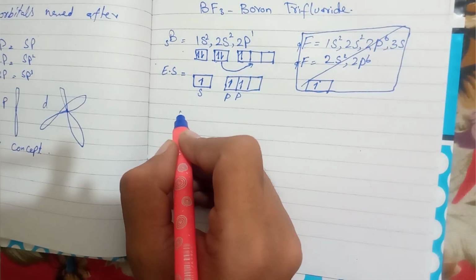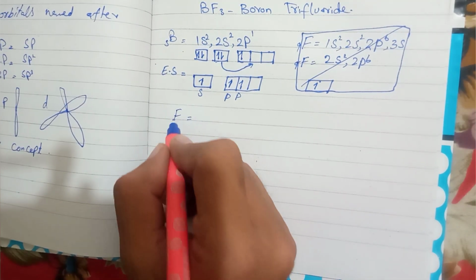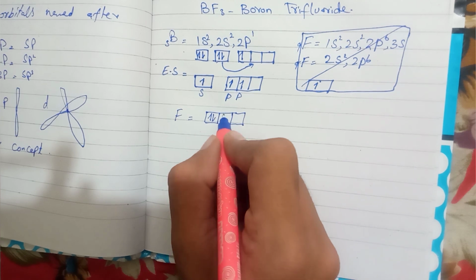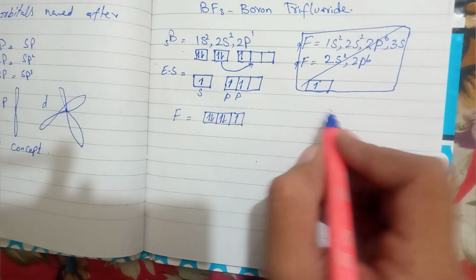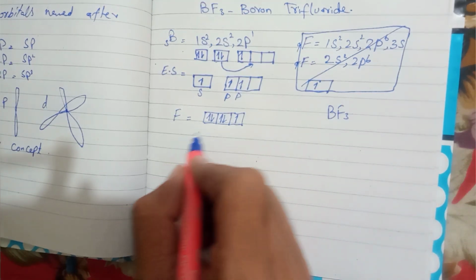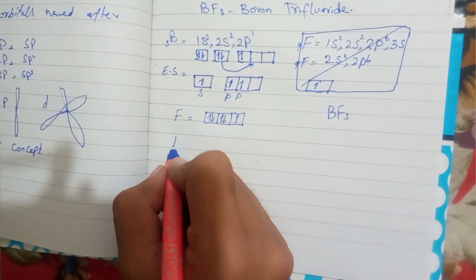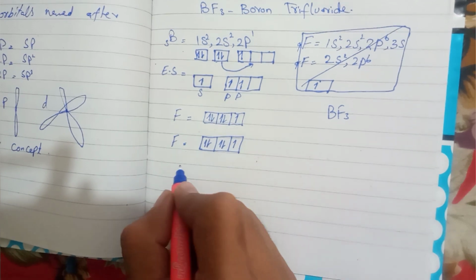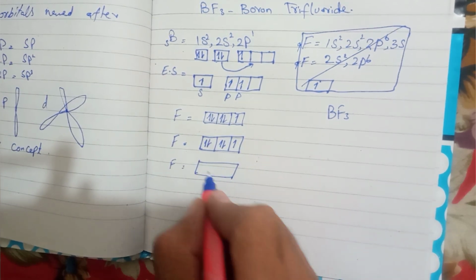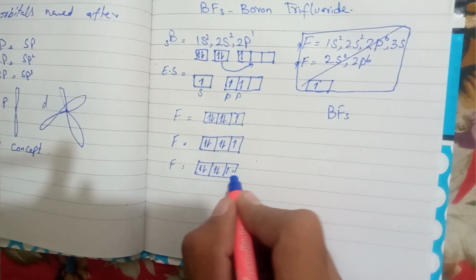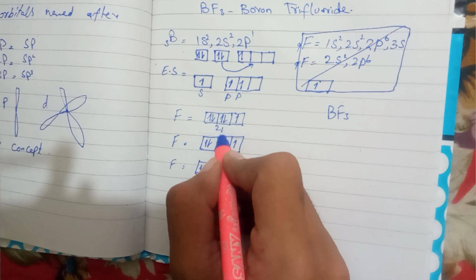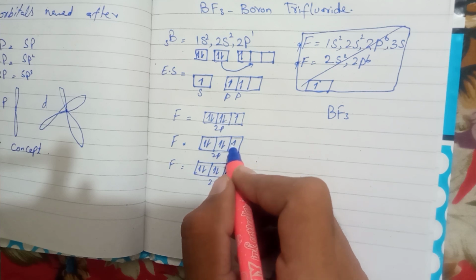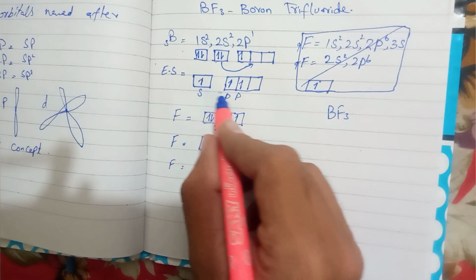Now we discuss the ground state electronic configuration of fluorine. These are the valence electrons of F. In BF3 there are 3 fluorine atoms, each with the same configuration. These are the electronic configurations of fluorine in BF3. The 2p orbitals have the outermost electrons unpaired. It follows VBT, valence bond theory, and these orbitals intermix with these unpaired electrons.